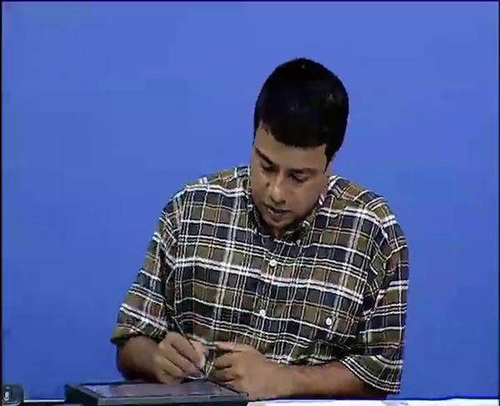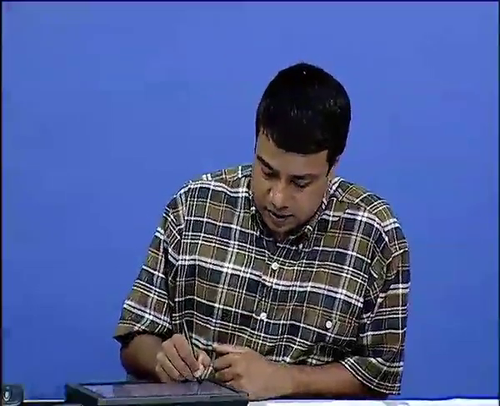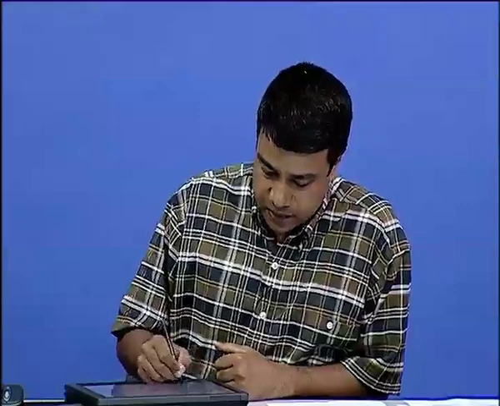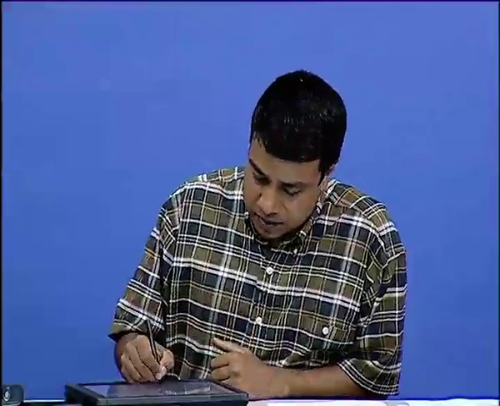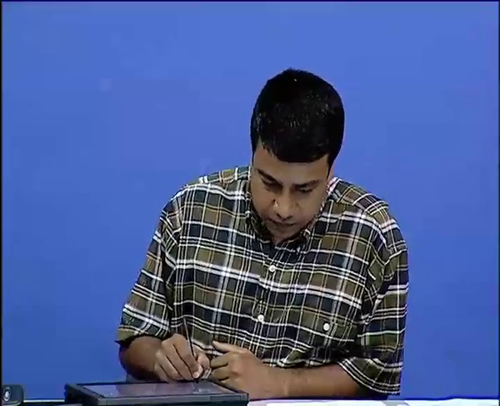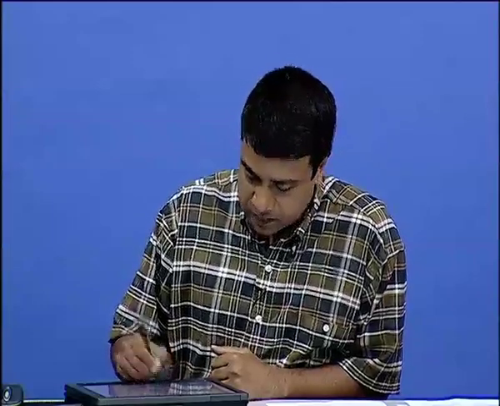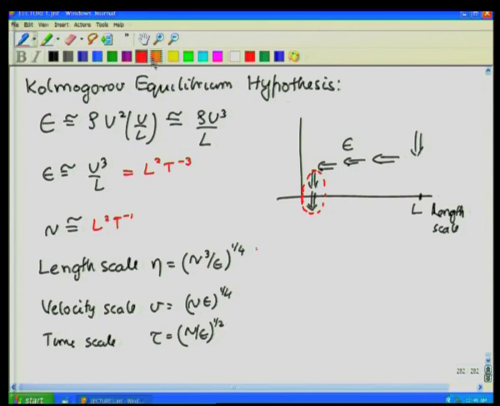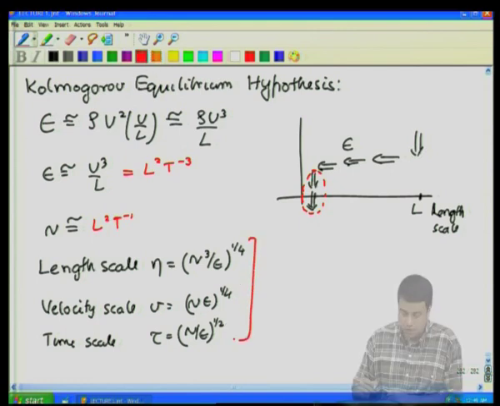On this basis, you can easily see that the length scale eta for the small scale flow has to be equal to nu cube by epsilon power 1/4. The velocity scale v is equal to nu times epsilon power 1/4. And the time scale tau is equal to nu by epsilon power half. These are what are called the Kolmogorov scales.